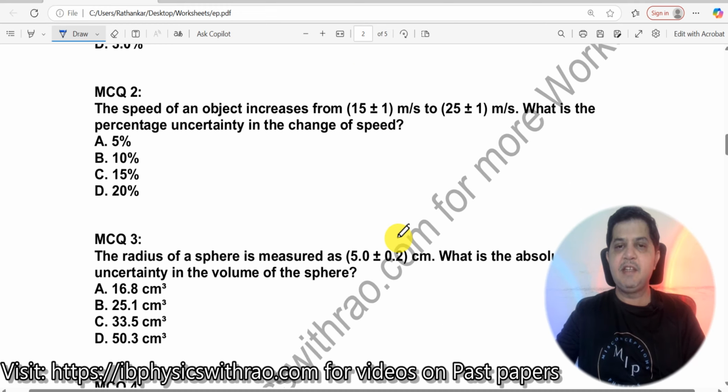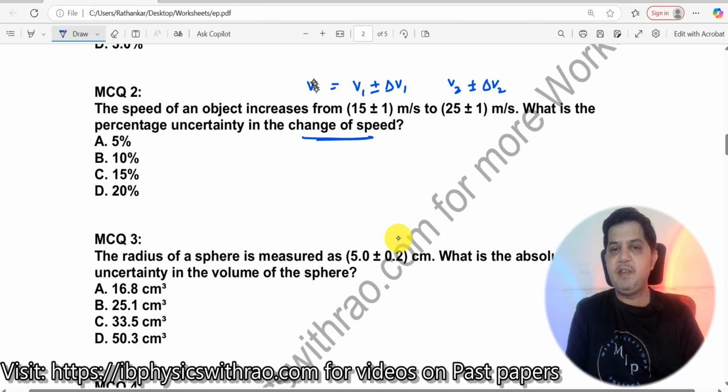The speed of an object increases from 15 plus or minus 1 meter per second to 25 plus or minus 1 meter per second. What is the percentage uncertainty in the change of speed? So look at this, it's asking about the change of speed. So this is your V1 plus or minus delta V1, and this is V2 plus or minus delta V2. Let me call this VA here, and this VB. First write down the change in speed: V change is equal to VB minus VA.